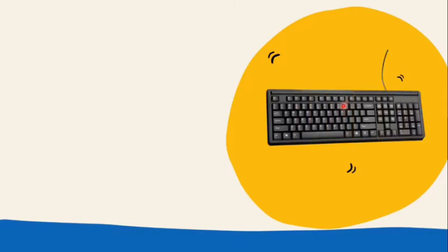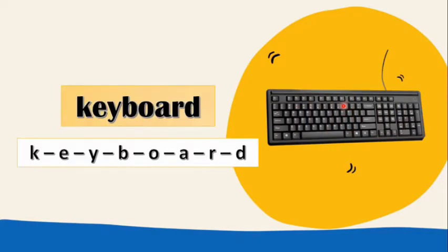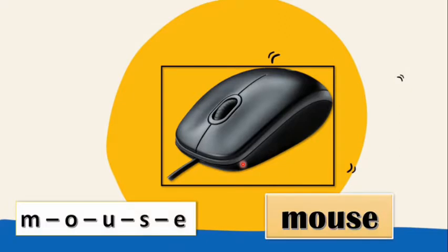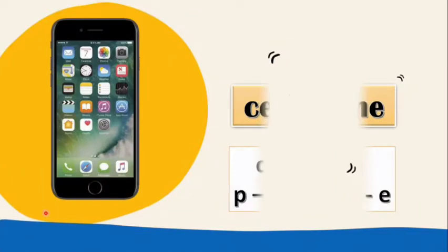I will show you some pictures and then can you guess what they are? The first one. Do you know this? Yes, it is a keyboard. Can you say keyboard? Now, let's spell the word together. K-E-Y-B-O-A-R-D. Keyboard. Good. Next. Mouse. Yes. Can you say mouse? M-O-U-S-E. Mouse.